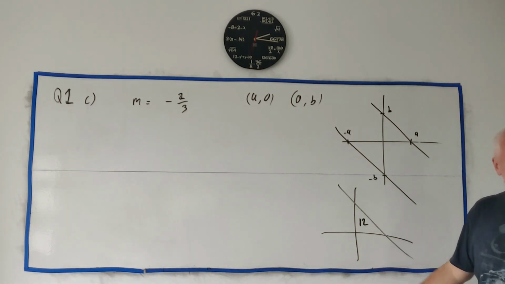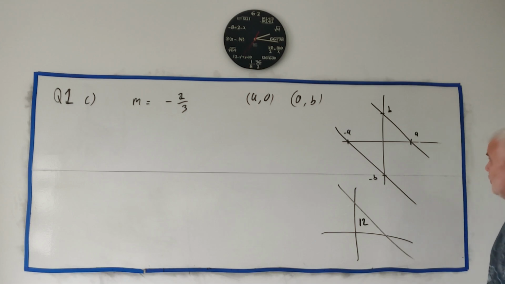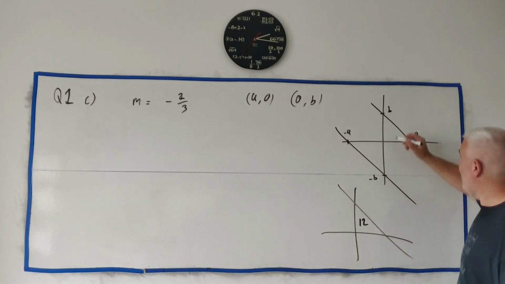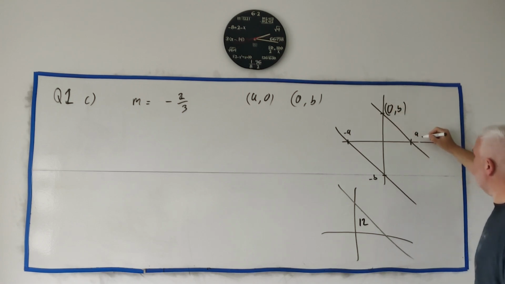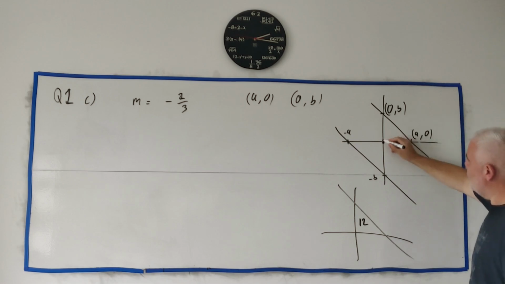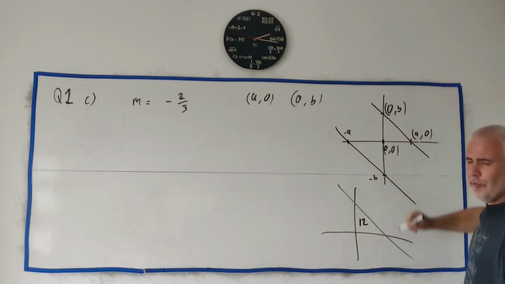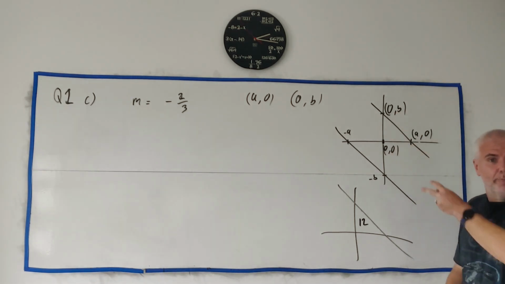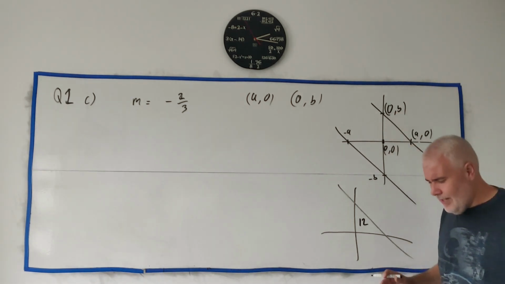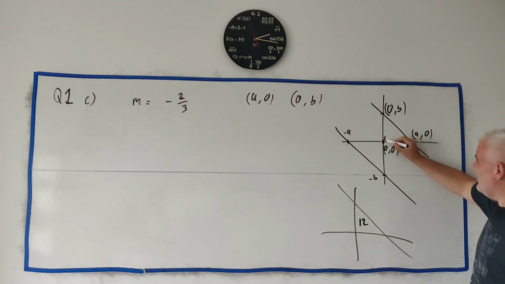Area, find a formula for the area. There's a couple of options. You could find, so this point here is, let's rub out this b, 0b, and this point is a0, and this point is 0, 0. There's a formula for the area using 3 different points. You could do that. It'd be a little silly here because it's a nice triangle.